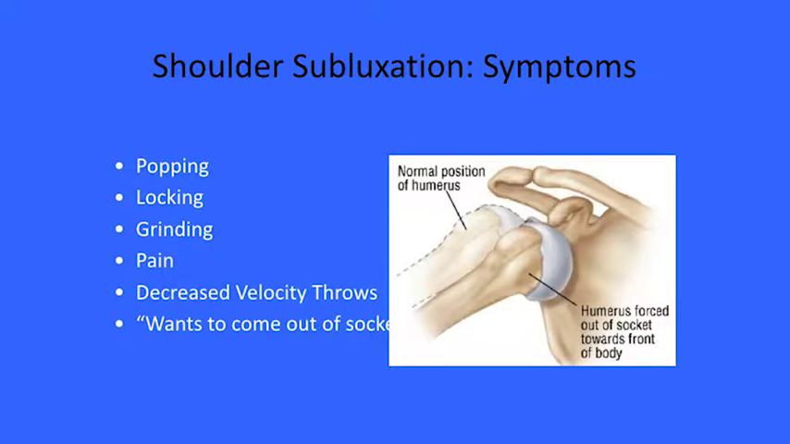So symptoms of subluxation would be popping, locking, your shoulder might grind when you move it, or when you throw, you might have pain. And with pitchers, decreased velocity. They may notice that they can't throw as hard or as fast or as far, for an outfielder, let's say, as they used to. And they can sometimes feel that it wants to come out of the socket.